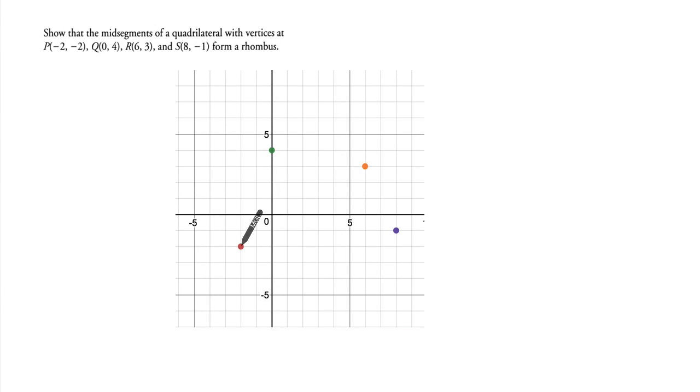Okay, so here's P, Q, R, and S. This is the x-axis. So the first midpoint, I think visually you can see this. Let's call this M1. This is clearly negative 1 and 1.